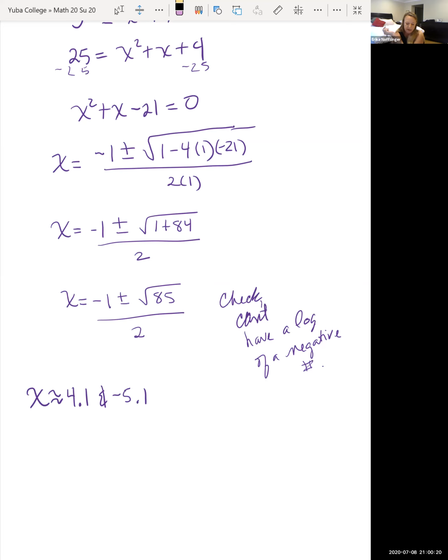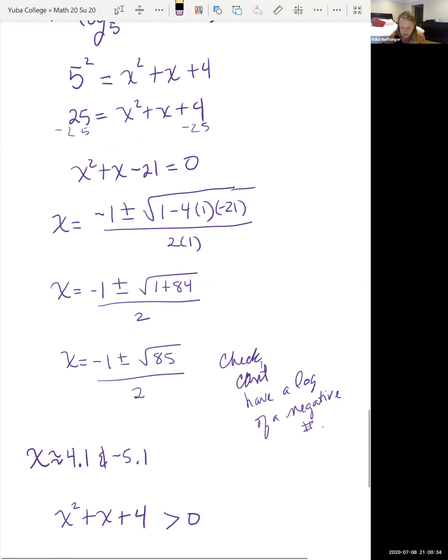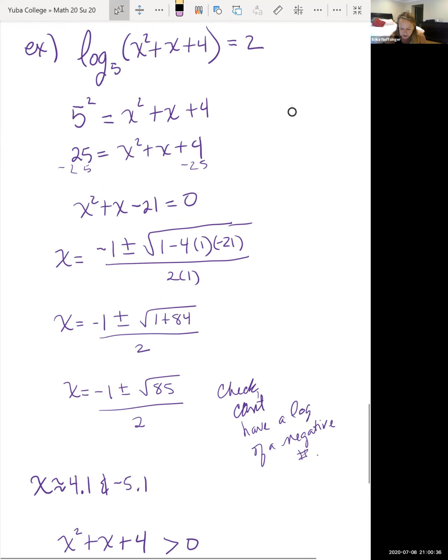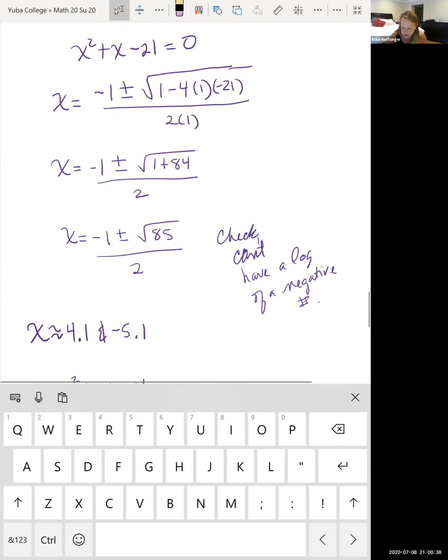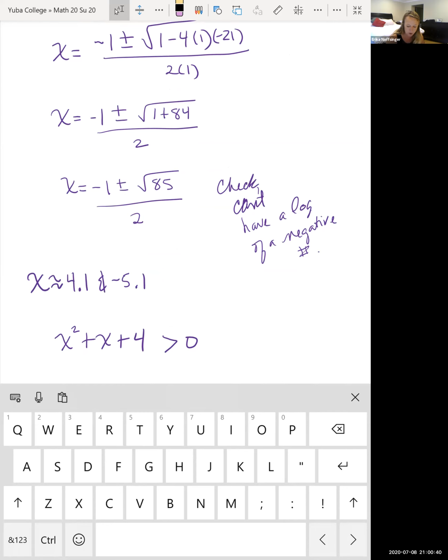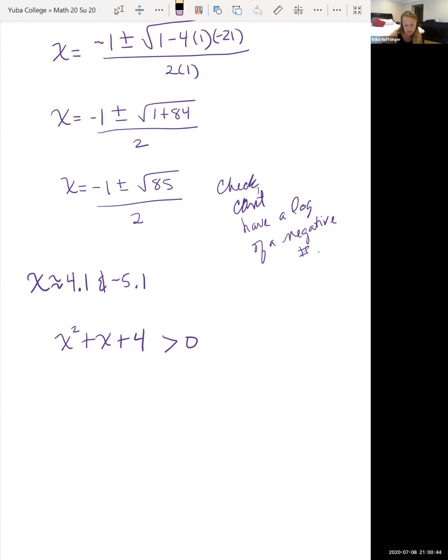So we just need to make sure that x squared plus x plus 4 is greater than 0. If we plug in 4.1 in there, that was my original, wasn't it? Yeah, x squared plus x plus 4. If we plug in our original 4.1, well, 4.1 squared plus a positive, that's positive. So we're good with 4.1, that's going to work.